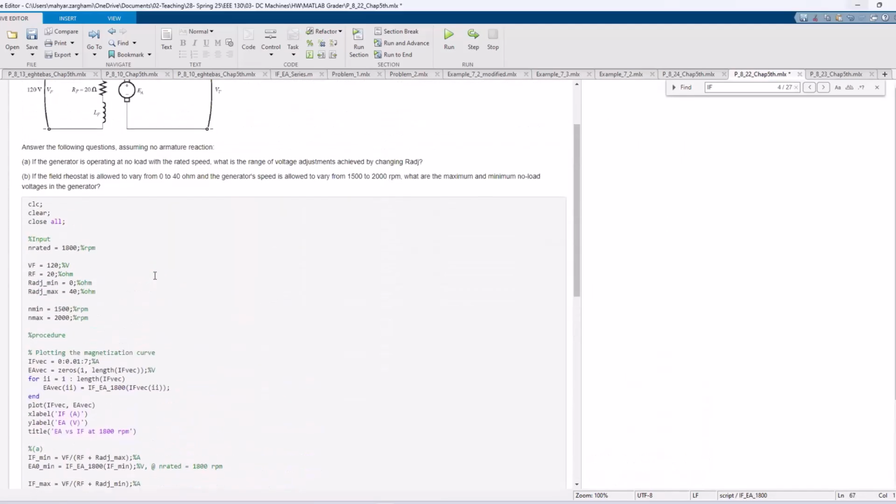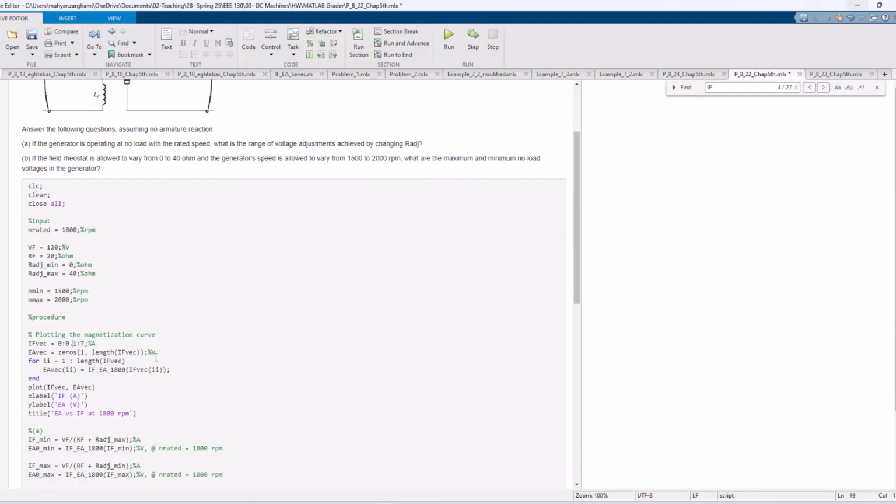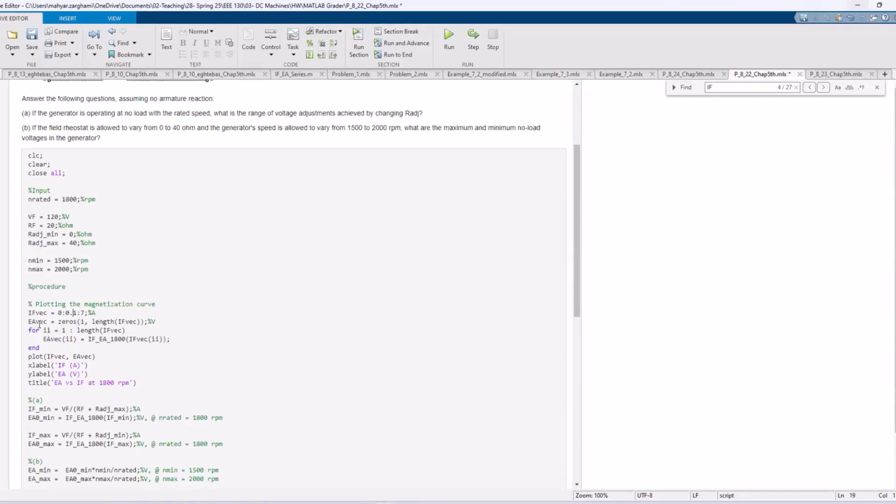So in order to plot that curve, we can go through an IF vector, which goes between 0 all the way up to 7 in some increments. And that increment, if it is smaller, would give us a better granulated curve. So I chose it to be 0.01, but you can put it at a bigger number, like 0.1. And for each point on the IF vector, you would get an EA.